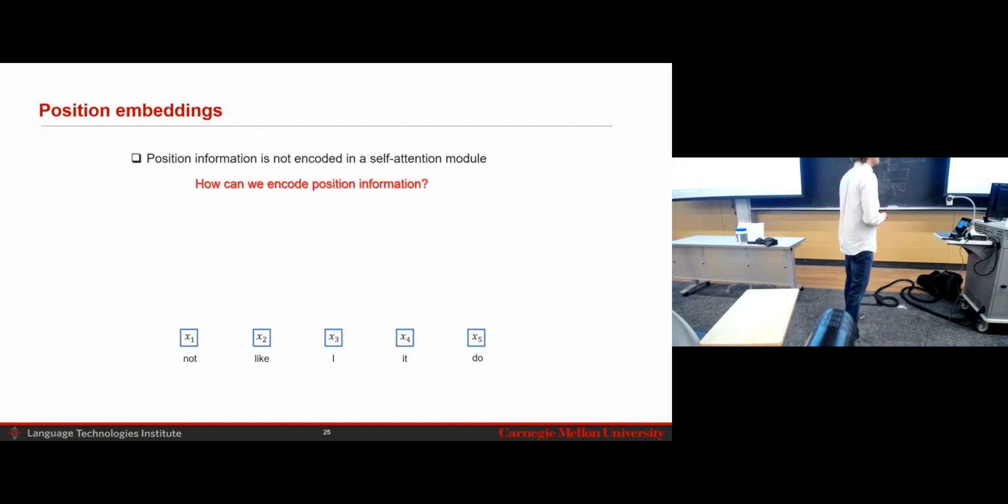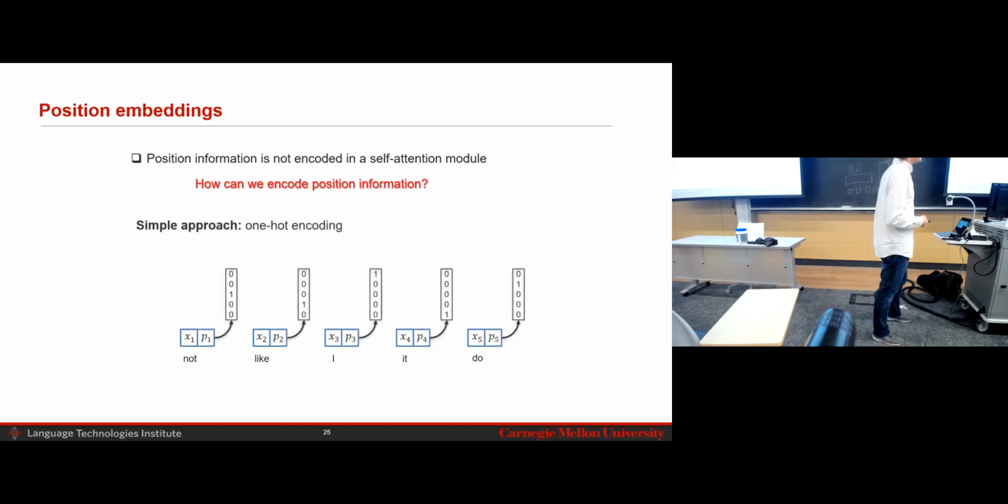So how do I handle it? Sometimes the simplest is the best. Now, these days, they use something different. They will use a sinus function or something, but the simplest way would be, for every word, in fact, to put a one-hot encoding of its position.